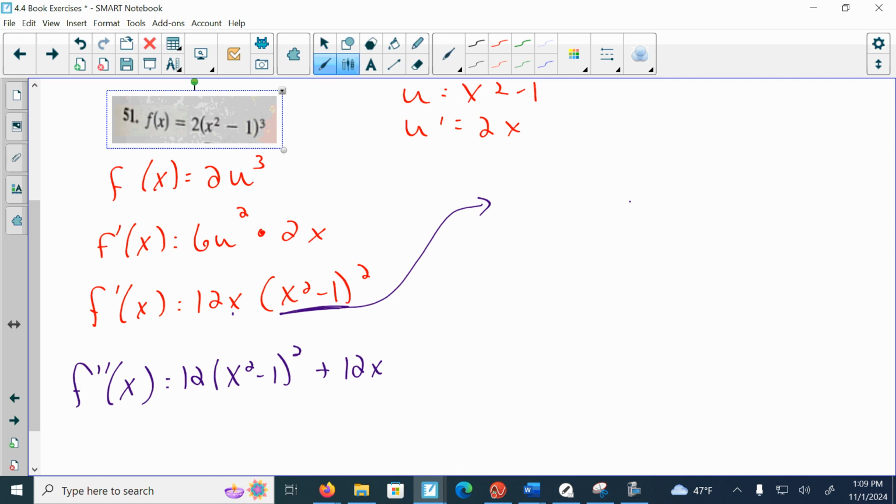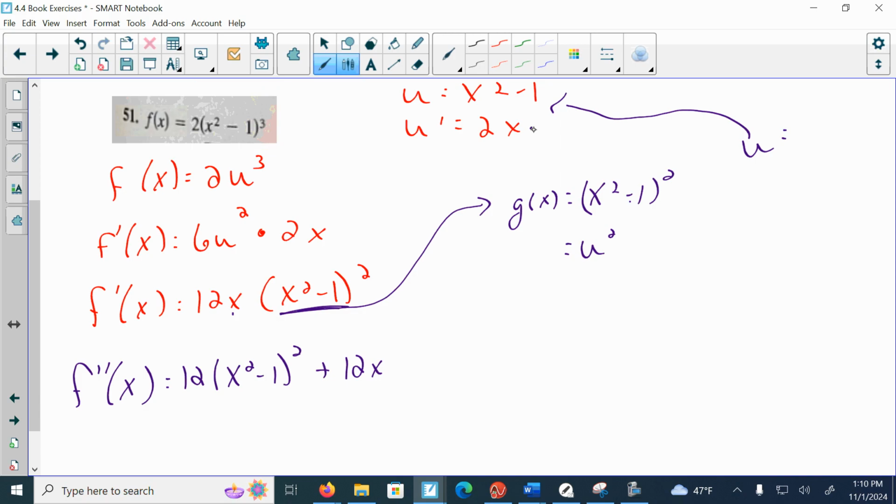So that is going to be, let's call this g of x, and that's going to be (x squared minus 1) squared. So my function is u squared. Over here I'm going to say u is equal to x squared minus 1. My derivative is 2u. So when I take the derivative of this, that's going to be 2x.